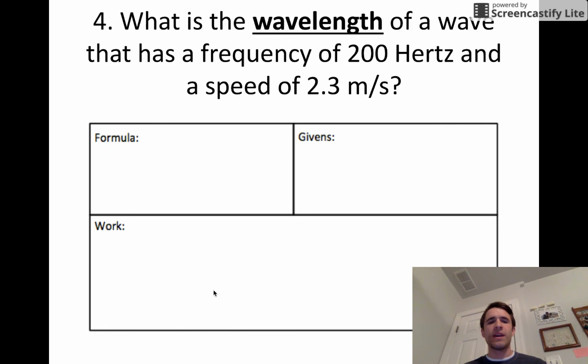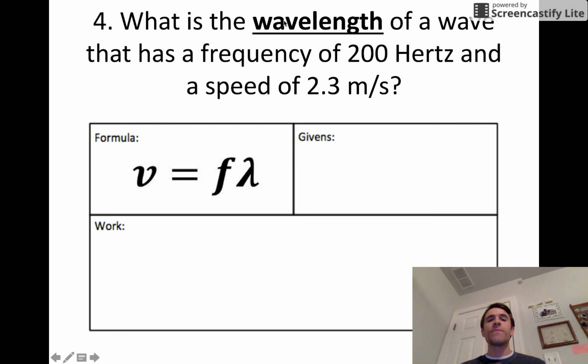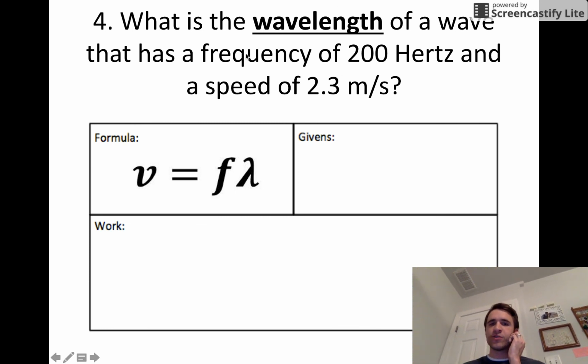Okay, and our last one, guys, is what is the wavelength of a wave that has a frequency of 200 hertz and a speed of 2.3 meters per second? Once again, always the same formula. This one, though, is asking for the wavelength. So my givens: it's given 200 hertz, which is my frequency, so I'll write F equals 200. And it's giving my speed, which is my V, 2.3 meters per second.